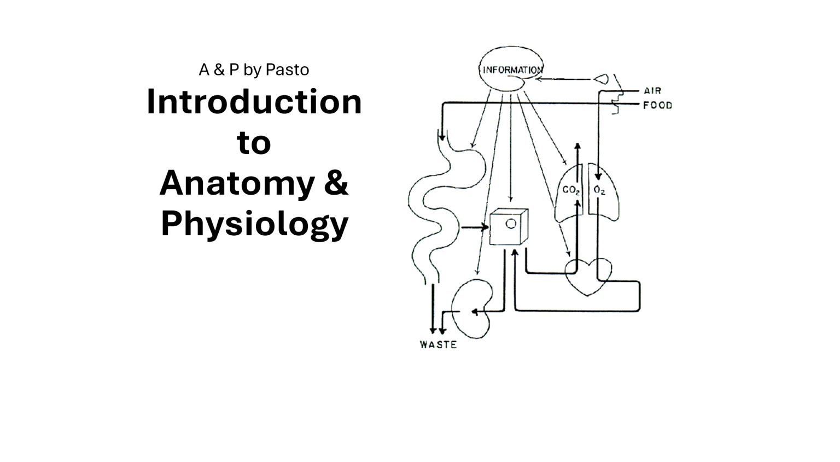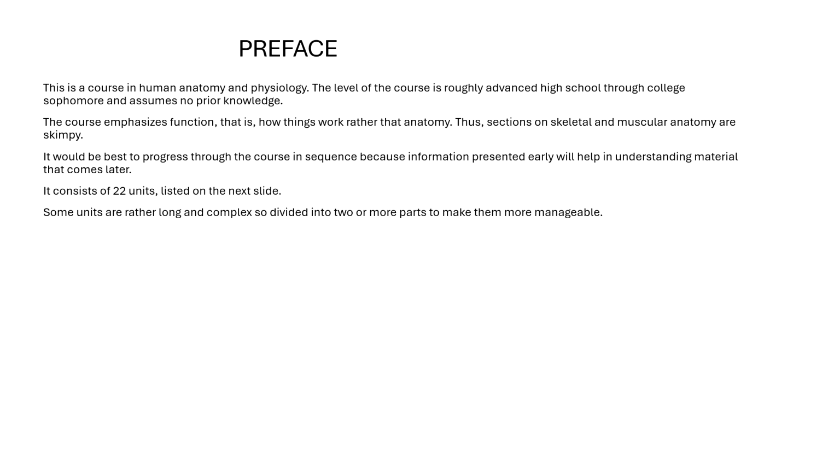Anatomy and Physiology. This is a course in human anatomy and physiology. The level of the course is roughly advanced high school through college sophomore. It assumes no prior knowledge.